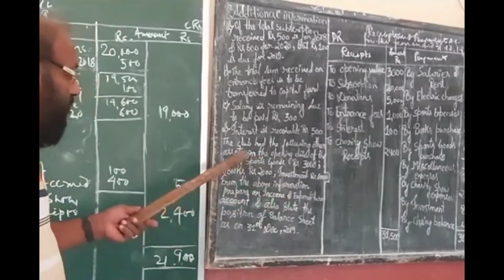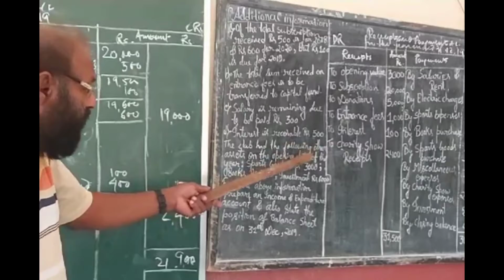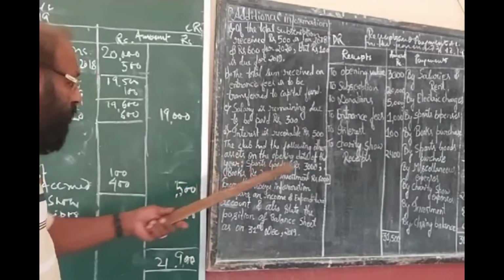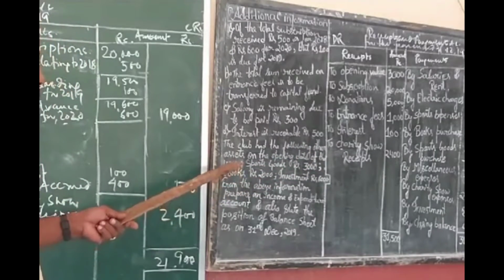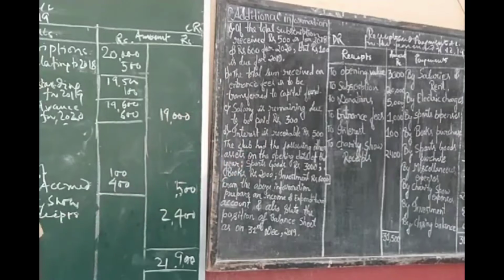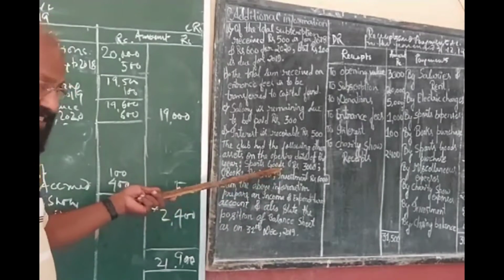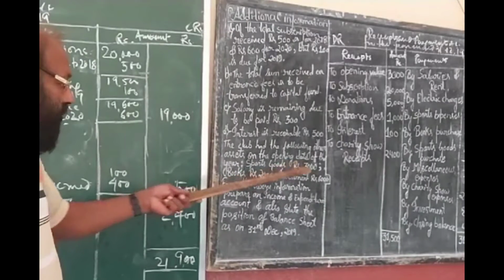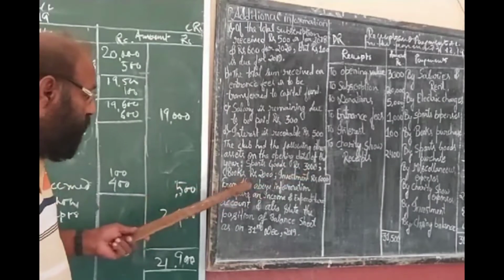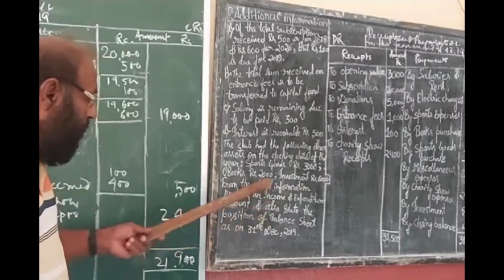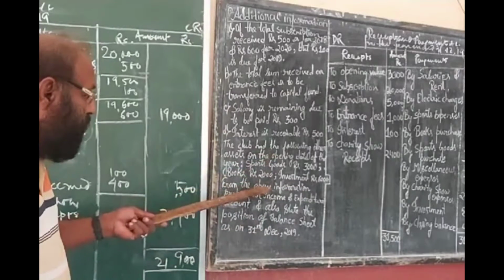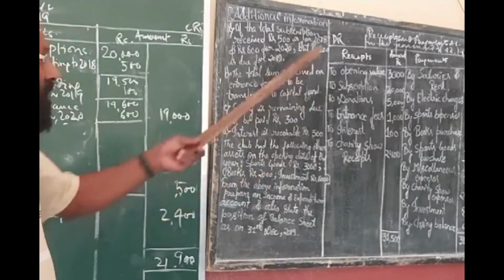Now the other thing is that the club had the following other assets on the opening day of the year. So it is very important information, and with this information we have to prepare the opening balance sheet, and sports books and books, investment. Okay, and this part I will take up tomorrow. Right now I am taking up this.